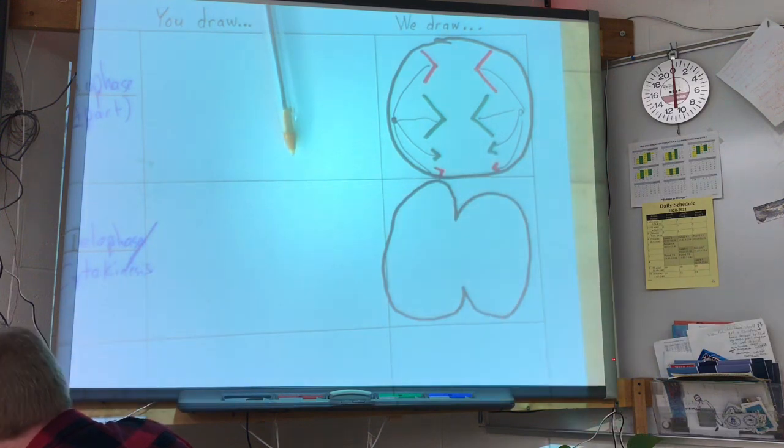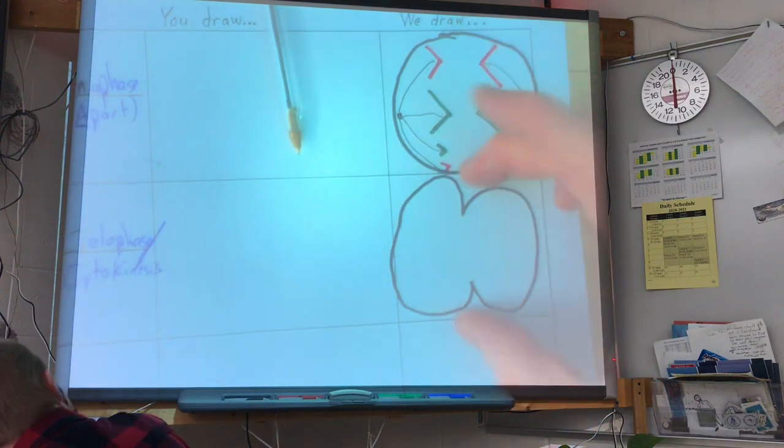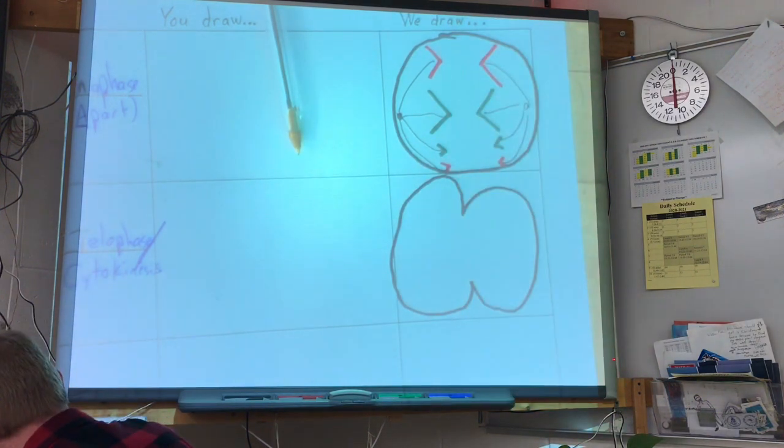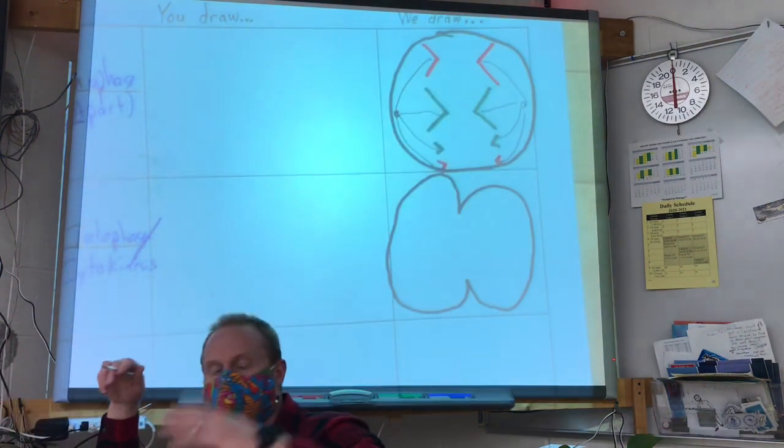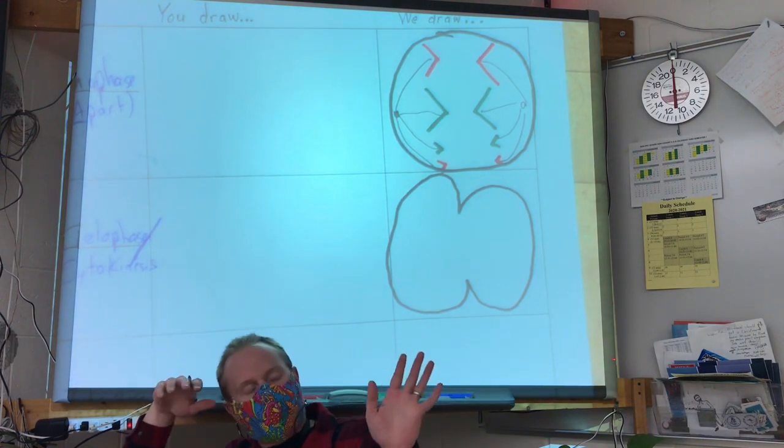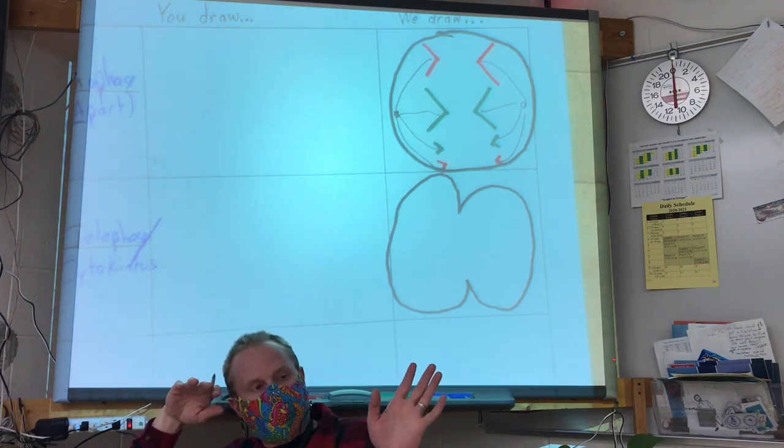I'm pinching this right here and pushing that in, that's why it looks like that. Now during telophase, we're going back to interphase. So basically everything that happened from interphase to prophase has to be undone.